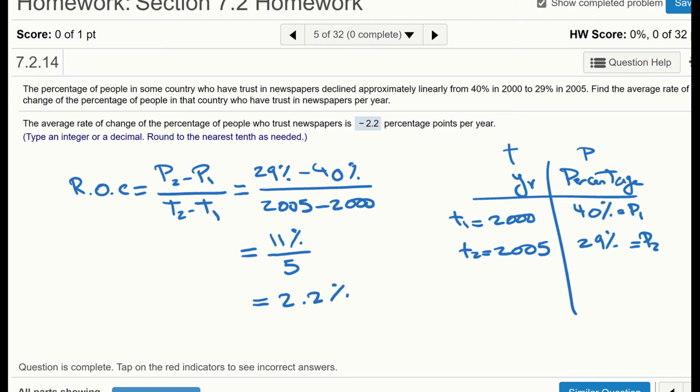2.2%. And remember, the units are going to be, this is down here, we're going to have over 5 years, right? So the final units will be percent per year, like that. So basically, the rate of change of the percentage of people who trust the newspaper is negative 2.2 percentage points per year. It means every year it's going down about 2.2 percentage points. That's the significance of that rate of change.